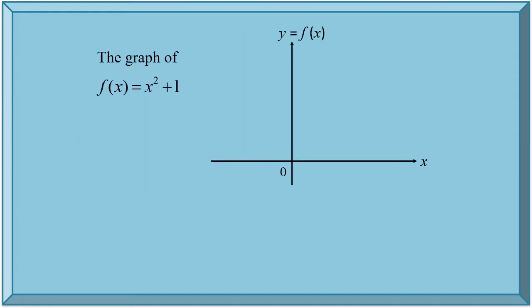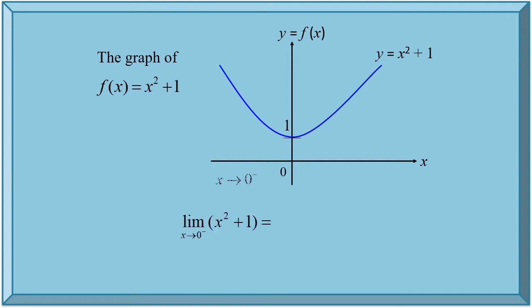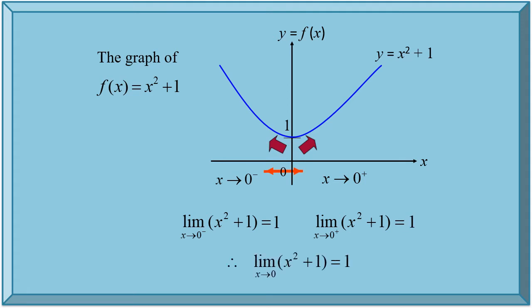So let's see the graph of x squared plus 1. So this is our graph. We can see that from the left side, the value of y when x approaches 0 is approaching 1. And from the right side also, as x approaches 0, f(x) will approach 1. So both are approaching 1. So we have the limit of x squared plus 1 as x approaches 0 is equal to 1. So this is our answer.